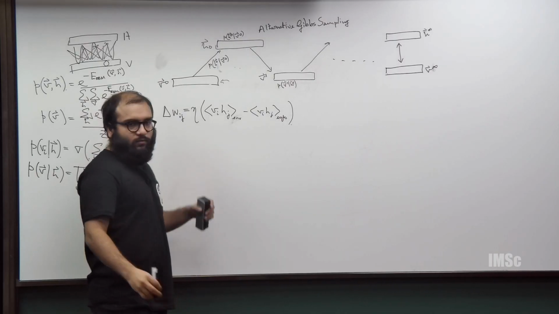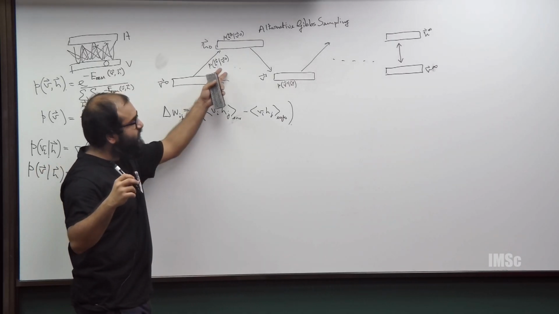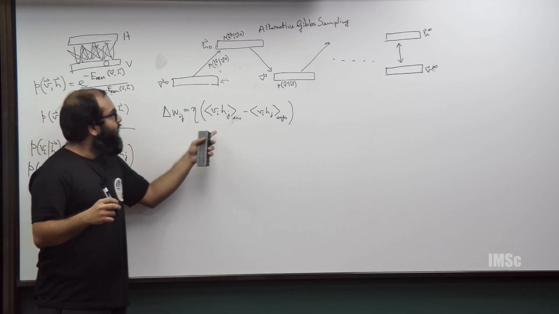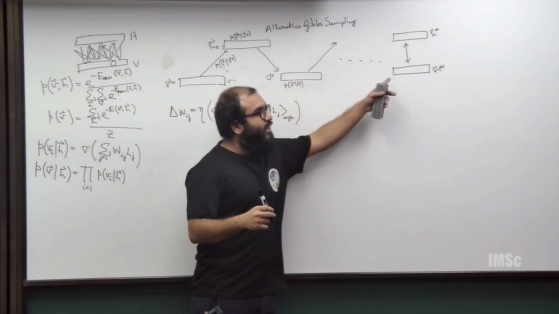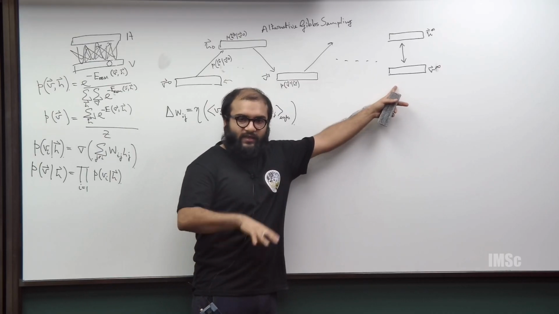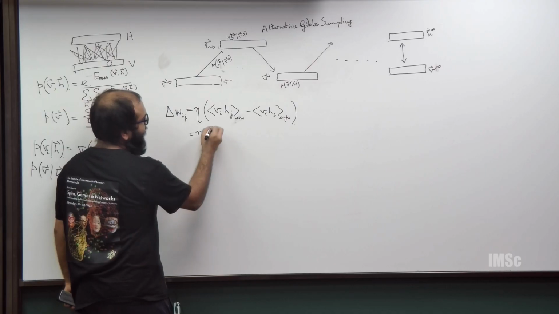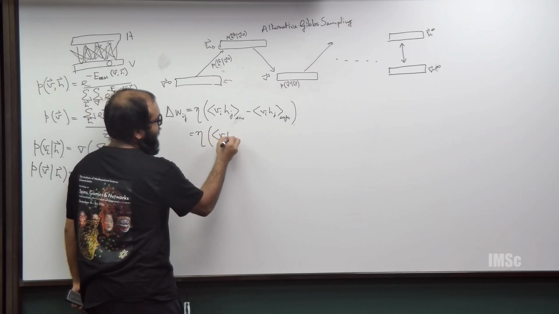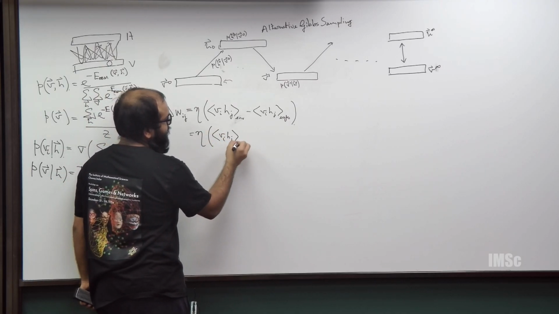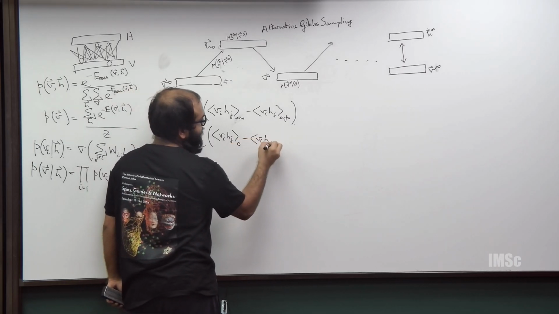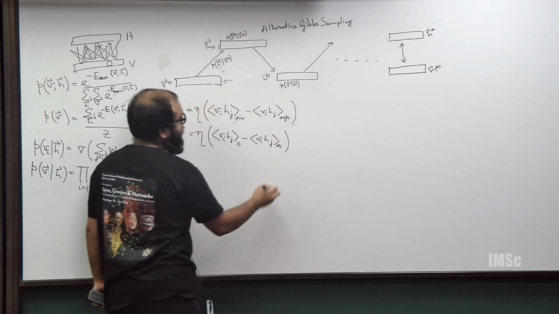Now realize that because of this independence, we were able to enumerate the Gibbs sampling. So you can write it as V_i A_j at 0 minus V_i A_j at infinity.